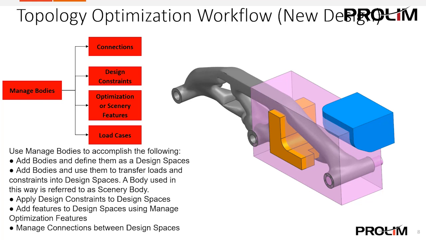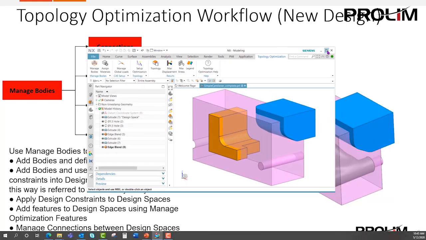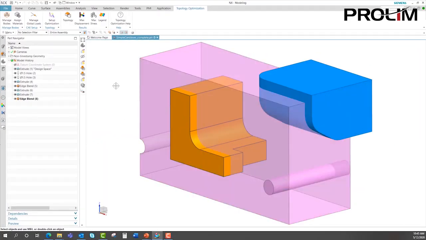Now we're going to go into the demo phase of this webinar. We're going to look at a new design using topology optimization. So the workflow here is we're going to go in and manage a body. We're going to put some design constraints to it, load cases, and then we're going to go ahead and optimize it.